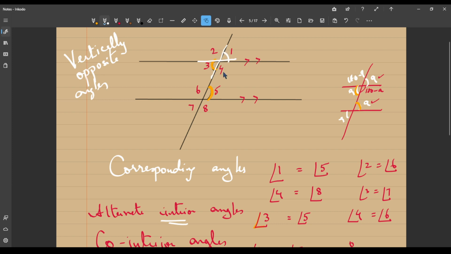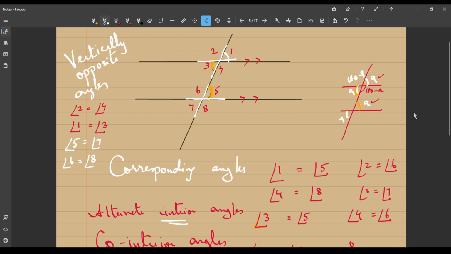2 and 4 are vertically opposite to one another. 1 and 3 are vertically opposite to one another. So they are equal. Angle 2 is equal to angle 4. Angle 1 is equal to angle 3. And in the same way, these two lines intersect one another, isn't it? So here also you have two sets of vertically opposite angles. Angle 5 is equal to angle 7 and angle 6 is equal to angle 8.